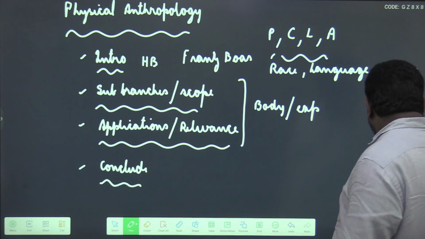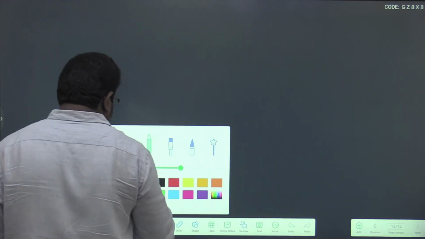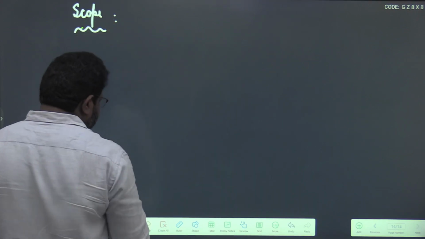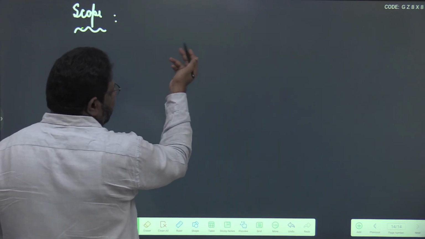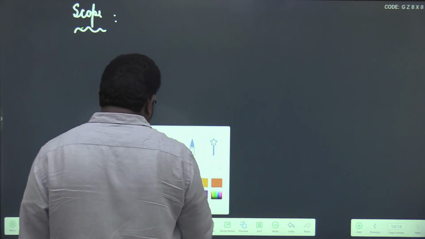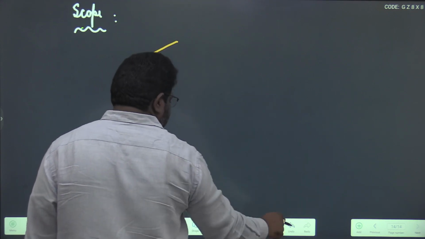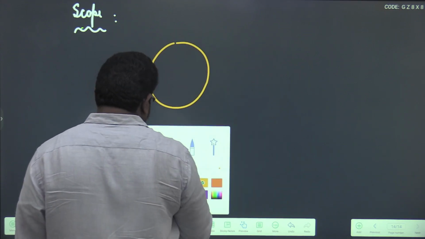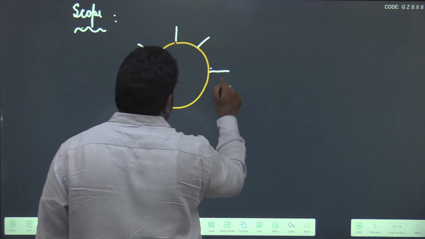And then coming to sub branches or the scope. Scope is the extent of study based on which various sub branches are formed. So here also, if you want to use a diagram, you can use one, but many sub branches are there. I will use a circle instead. So in this one, you can write many.